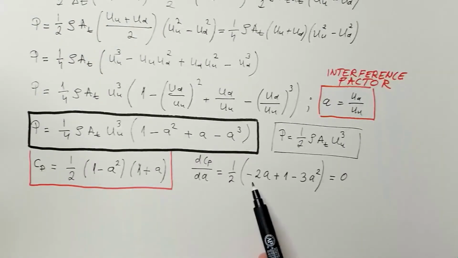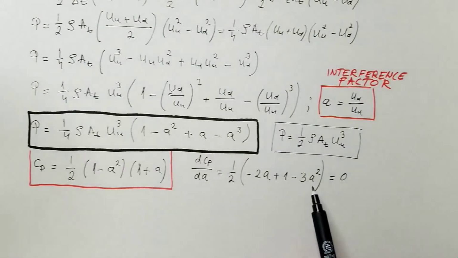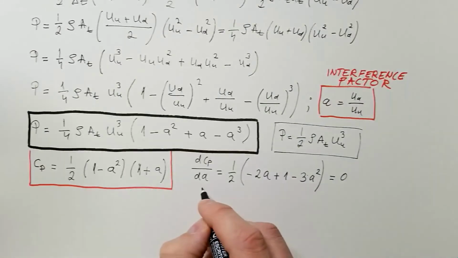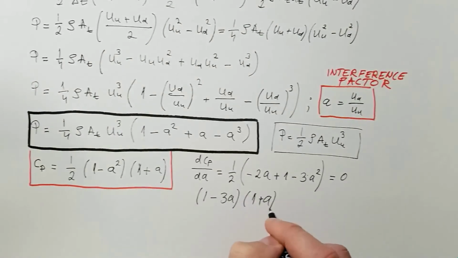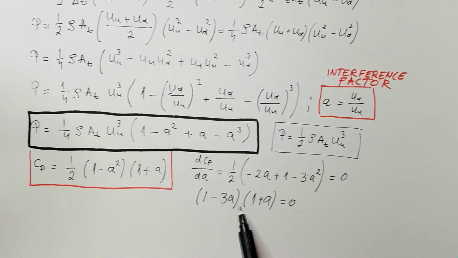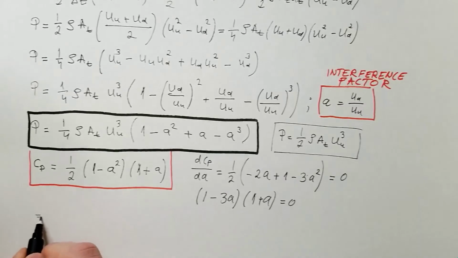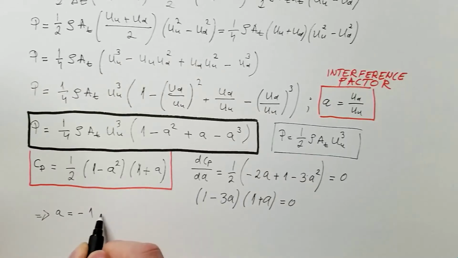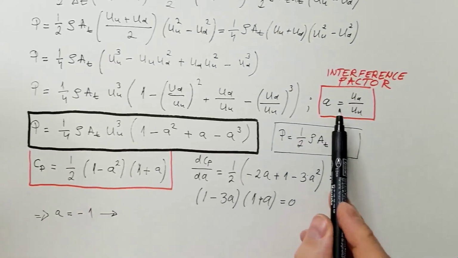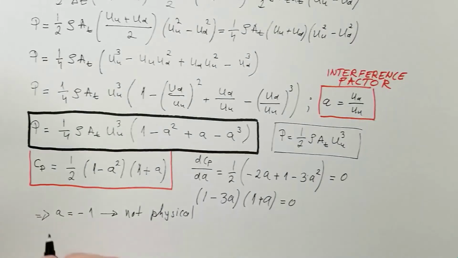Now again, I can solve this as a quadratic equation, but a better way is to recognize that this over here can be factored as (1 minus 3A)(1 plus A) equals 0. You can convince yourself by multiplying these to get this. We see we have two options. One option is if A is equal to negative 1, but this is not physical because that means interference factor is negative, or we have the other possibility that 1 minus 3A is equal to 0, and that means that A should be 1 over 3.